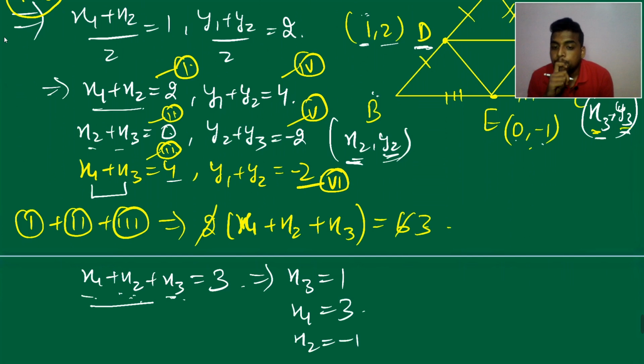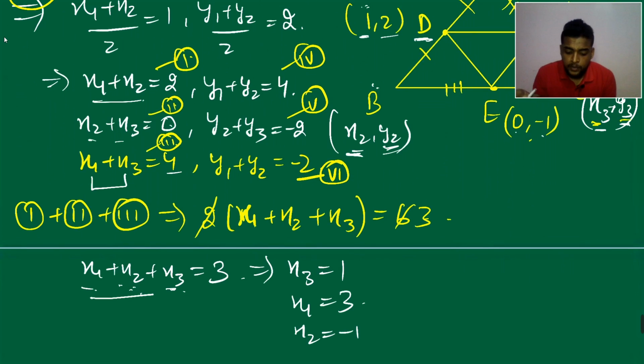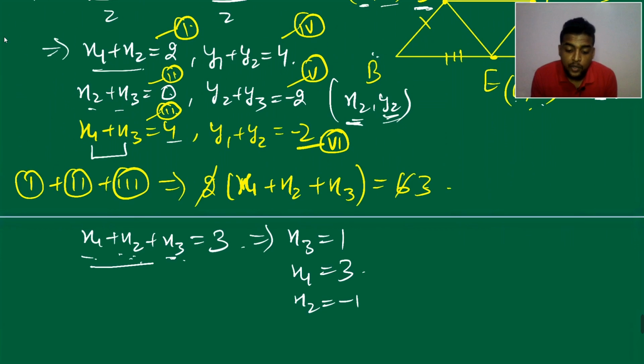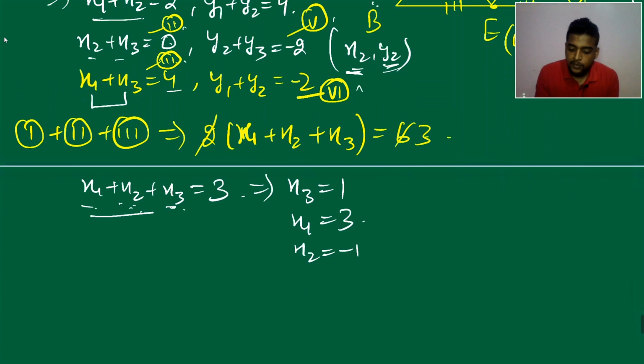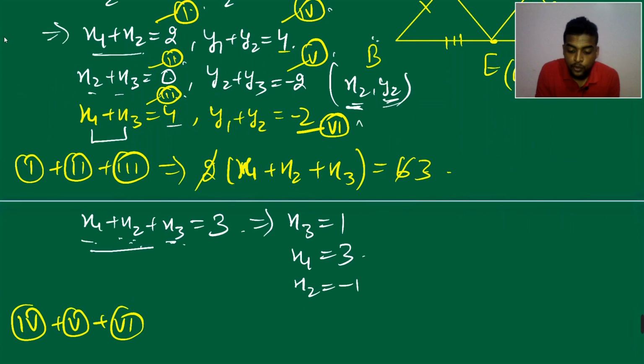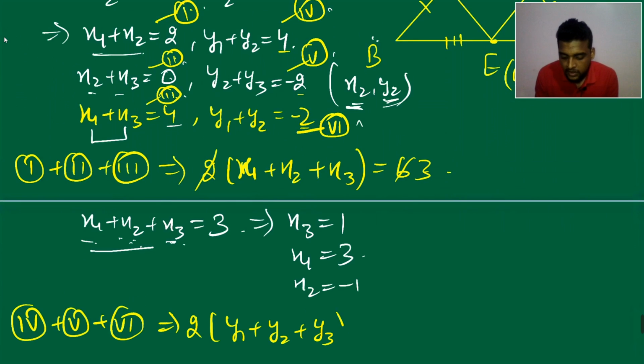Any problem? No. Now similarly, we added 1, 2 and 3. Now you add 4, 5 and 6. Everyone, just observe 4 plus 5 plus 6. How will it look? It looks like 4 minus 2 minus 2, 4 minus 4, 0. So it will look like twice of (y1 plus y2 plus y3) is equal to 0.